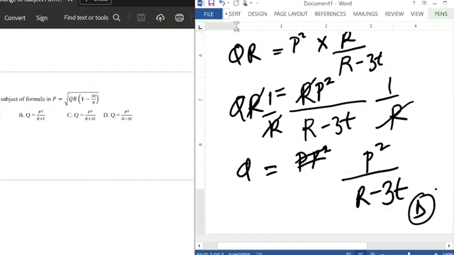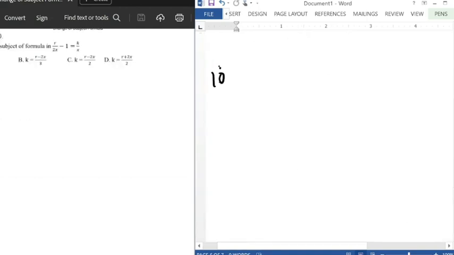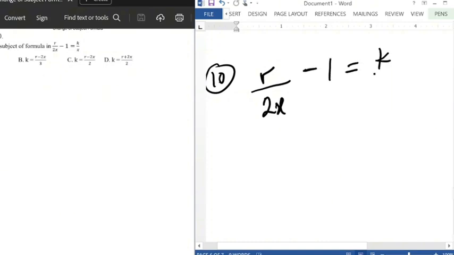Okay, so we'll move to question number 10, the last question here. We're given: make k the subject of the formula in this. So we have r all over 2x minus 1 equals k all over x. It is k we want to make the subject of the formula, and it's at this side. So let's make the left hand side a single fraction.